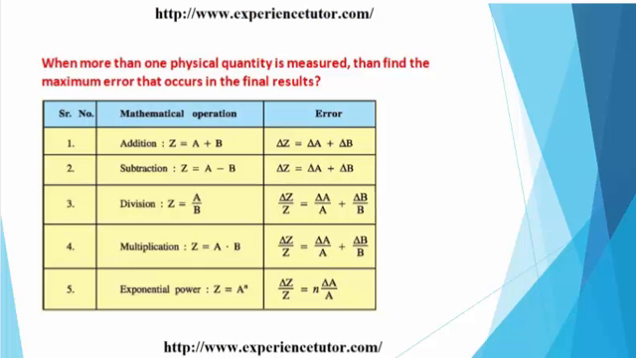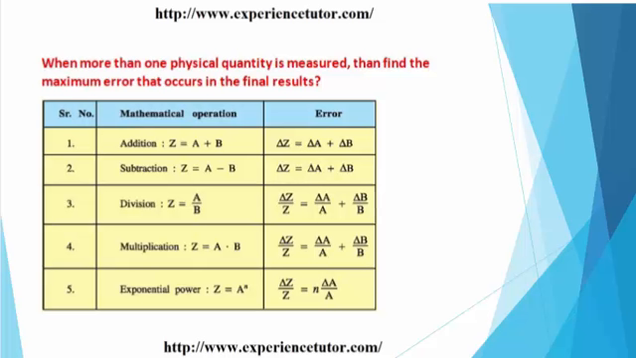Our next question is: when more than one physical quantity is measured, find the maximum error that occurs in the final result. In addition, Z is equal to A plus B, the error occurred is delta Z is equal to delta A plus delta B. In subtraction, Z is equal to A minus B, the error occurred is delta Z is equal to delta A plus delta B. In division, Z is equal to A upon B, the error occurred is delta Z upon Z is equal to delta A upon A plus delta B upon B.